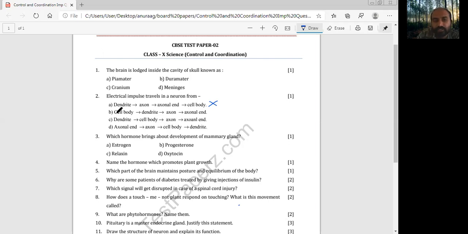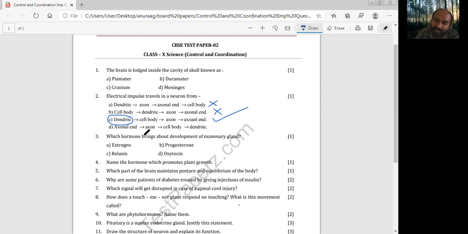Now, second option, cell body to dendrite, again wrong. Signal does not go from cell body to dendrite. It happens in the opposite direction, right? So wrong. Dendrite to cell body, axon, axonal end, correct one. Dendrite is the part which receives the signal and gives it to cell body. Then it gives to axon and axonal end, right?